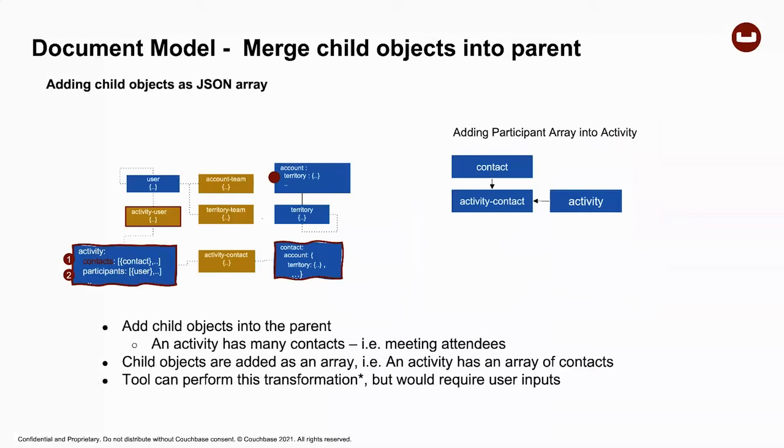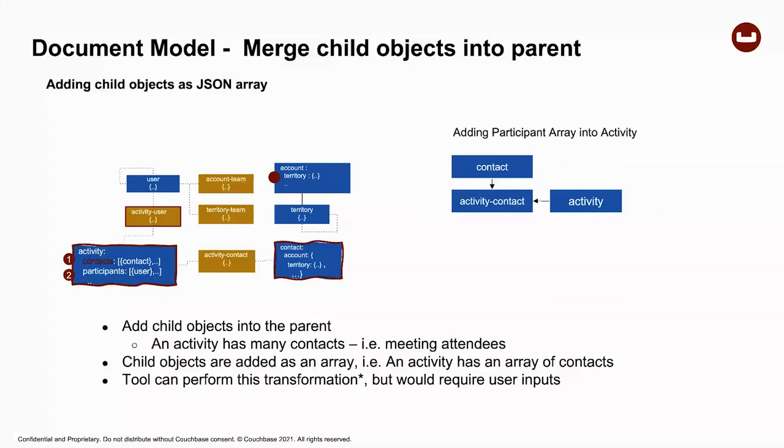The second part of the data model refactoring is the merging of the child object into its parent. In this example, an activity has several attending contacts. And so we have decided to merge the contact detail as a JSON array into the activity object. Again, notice the square bracket JSON notation here. There are also several of this type of merge in this model. 1, the contacts who attended the activity are added to the parent activity. And then 2, user participants are also added to the parent activity.